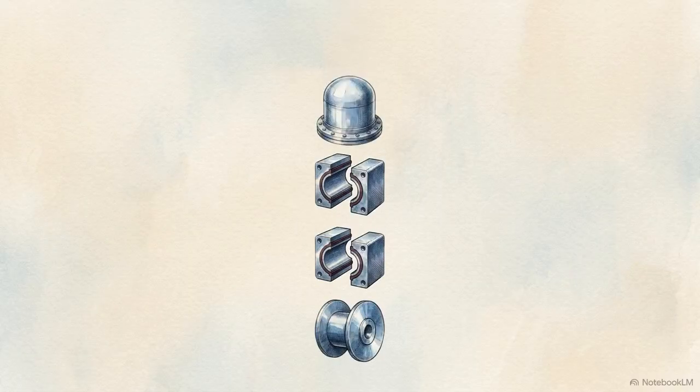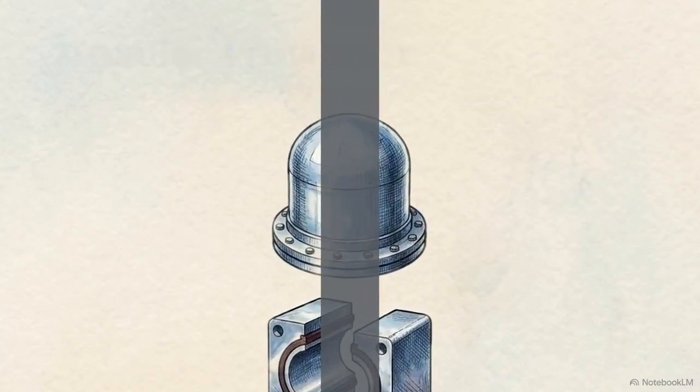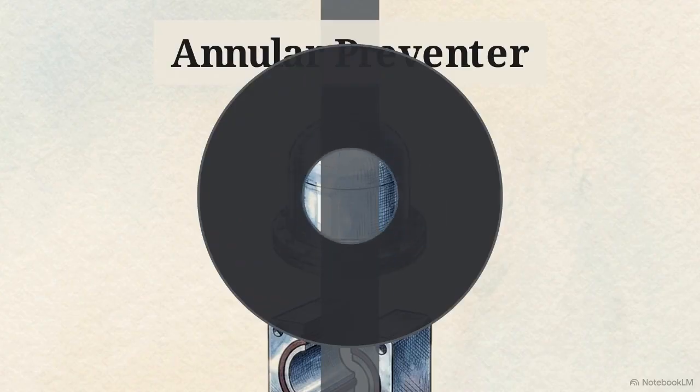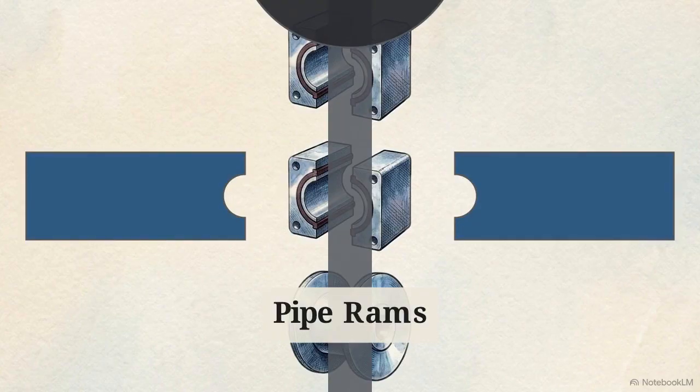This animated diagram builds the stack from the wellhead up. It relies on layered redundancy. The top layer is the annular preventer, utilizing a reinforced rubber element that can instantly close around any shape or size in the wellbore. Below the annular are the ram preventers.